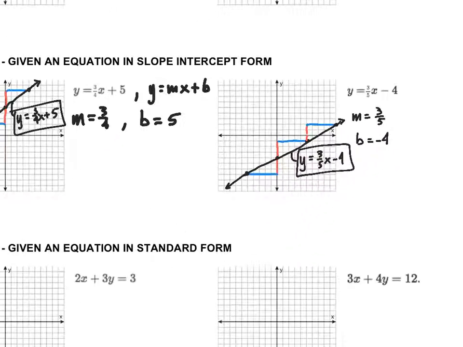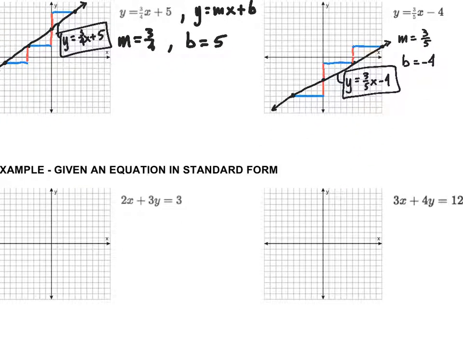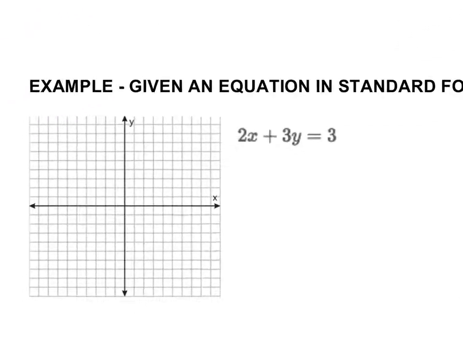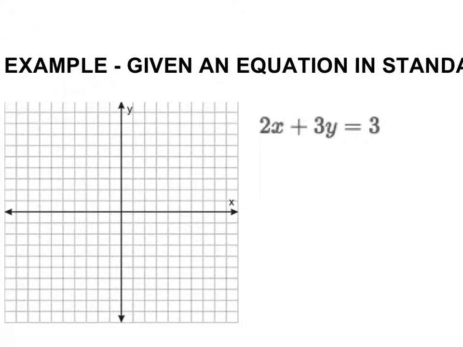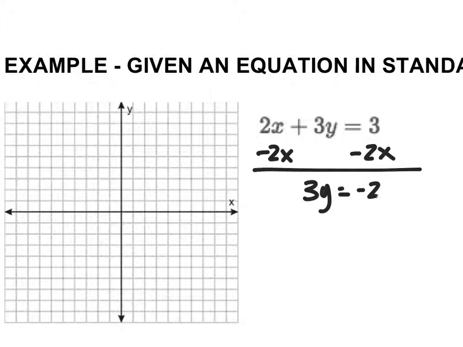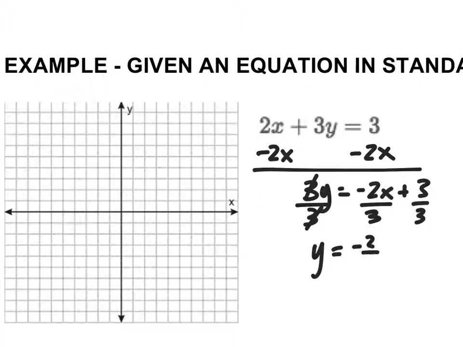Okay. Now, on the next ones, these are a little bit tricky, but what I want you to notice is that these are in standard form. Okay. If I solve these for y, I can generate my slope and my y-intercept. So what I'm going to do here is subtract 2x from both sides, solve this for y. So I get 3y is equal to -2x plus 3. Divide by 3 on everything. The 3's divide out, so I get y is equal to -2/3 x plus 1.